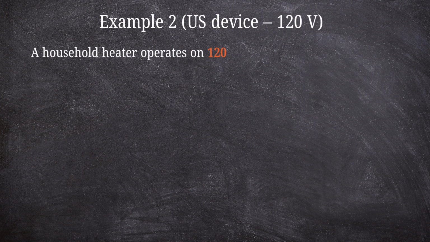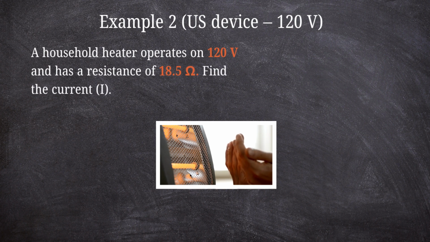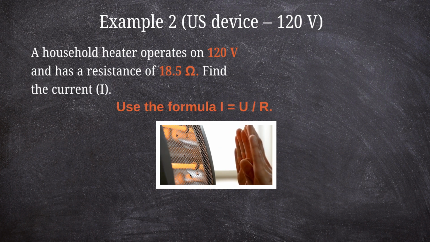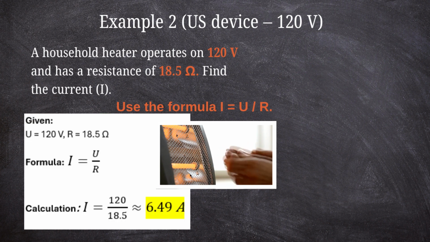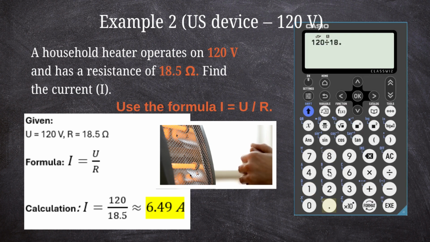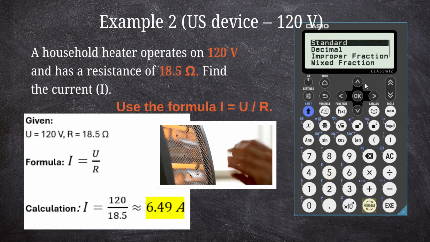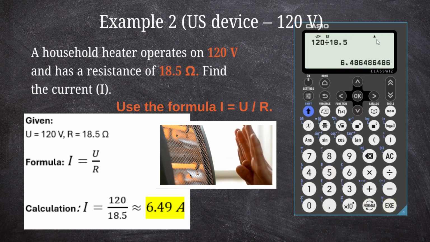Example 2. A household heater operates on 120 volts and has a resistance of 18.5 ohms. Find the current, I. Use the formula I equals U divided by R. In the calculator, enter 120 divided by 18.5, which equals 6.49 when we round the result to 2 decimal digits.